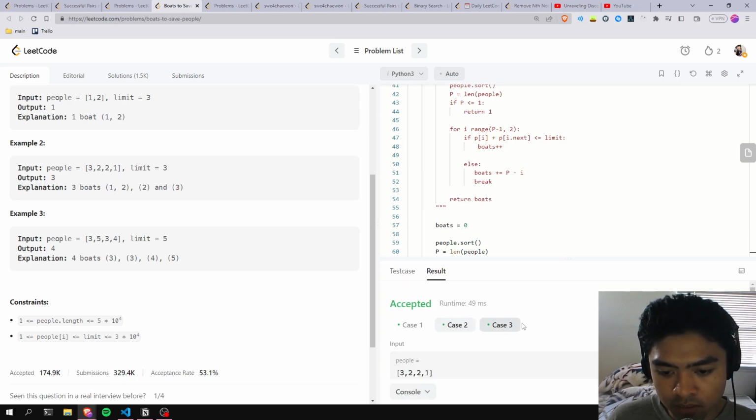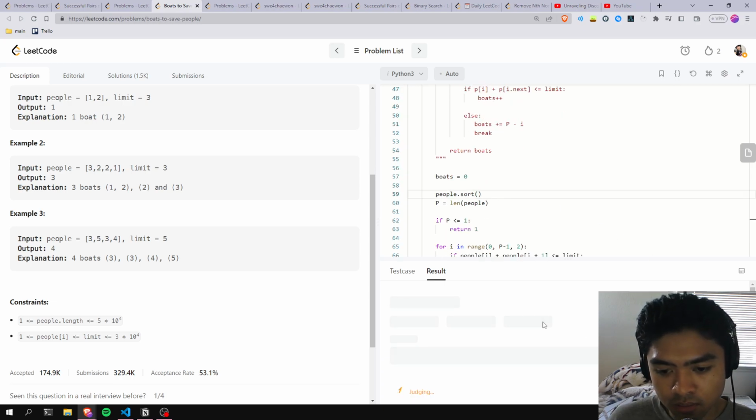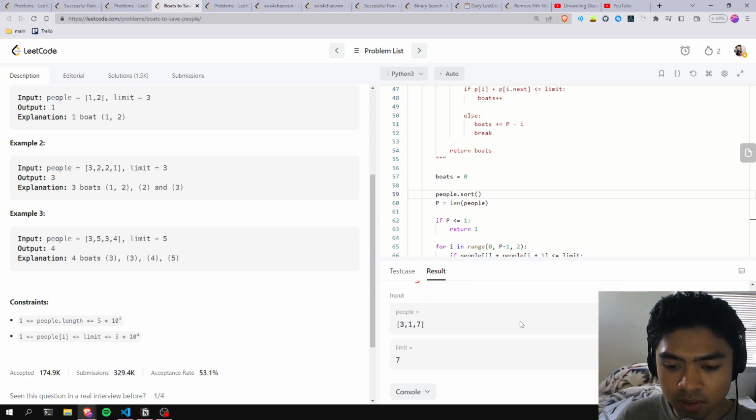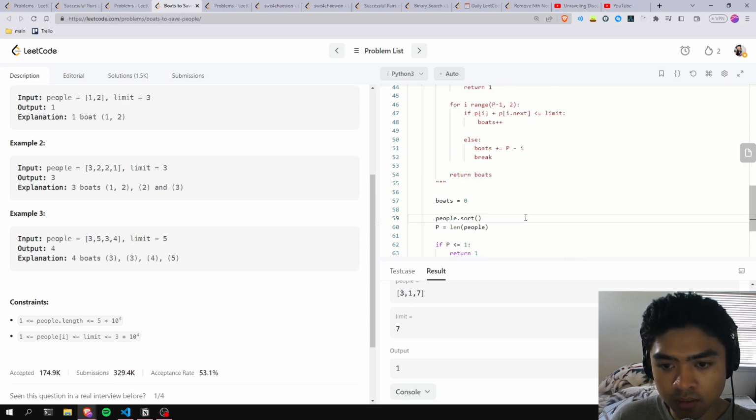Okay, it runs. That's cool. But I feel like I could do some binary search. But let's just see if that actually works. Wrong answer. Okay, so the limit is 7, expected 2, but we only output 1. That's interesting.